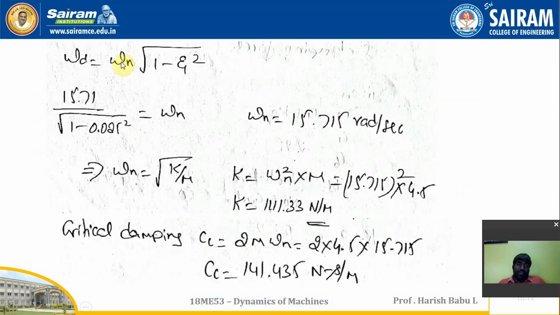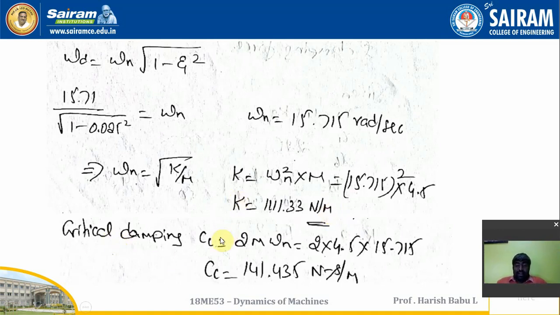So omega d is equal to omega n root of 1 minus zeta square. So omega d value I'm going to substitute over here. So omega n I'm going to get as 15.715 radians per second. So once I know omega n, I can easily identify the k value because m value is known. So k is equal to omega n square multiplied by m. So I'm going to substitute, and I'm going to get that as 1111.33 Newton per meter.